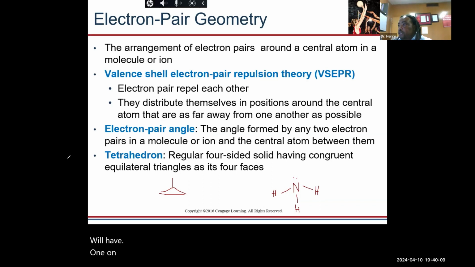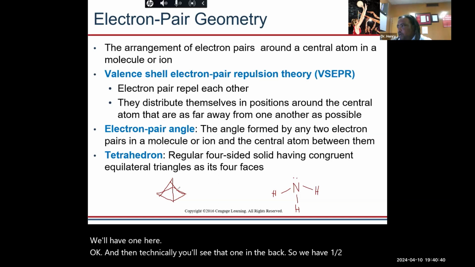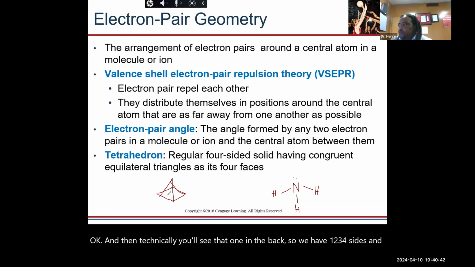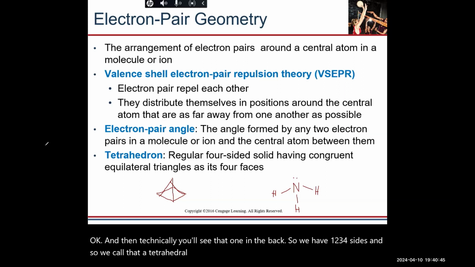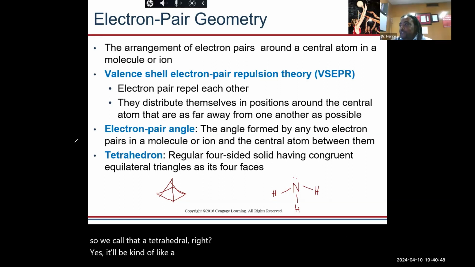Ooh, I almost screwed that one up. Hold on. Okay, so we have 1 here, we'll have 1 here, we'll have 1 here. And then technically you'll see that one in the back. So we have 1, 2, 3, 4 sides, and so we call that a tetrahedral. It's kind of like a pyramid type structure, like you're looking at it from above or something.